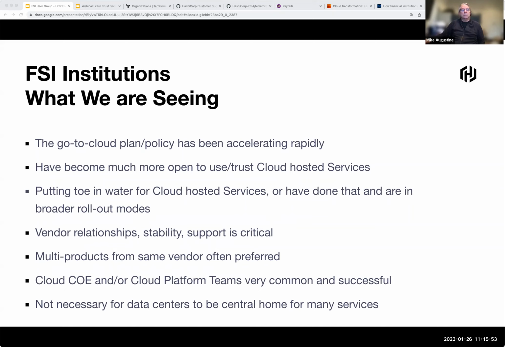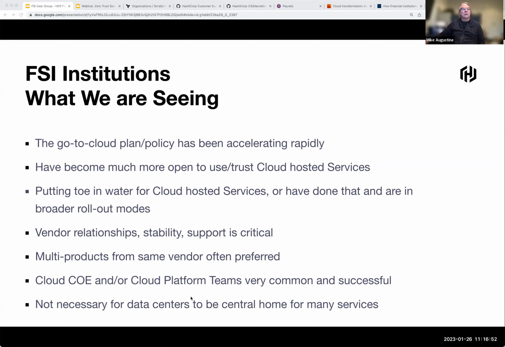And so this acceptance and the proof of the ability to do this have been opening the doors to this. Organizations have become much more open to the cloud-hosted services. We are seeing people coming to Terraform Cloud, to our other HashiCorp cloud offerings, and it is in understanding that you need to be dynamic, you need to be agile, and be able to accelerate the ability to roll out your products in order to stay competitive and stay up to date in technologies. Some of them have been putting the toe in the water, but others have been moving in much broader rollout modes to fully coming into cloud hosted services.